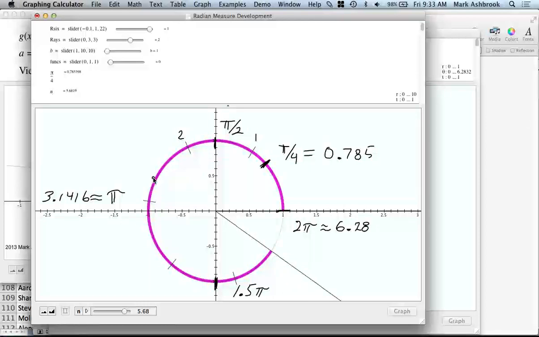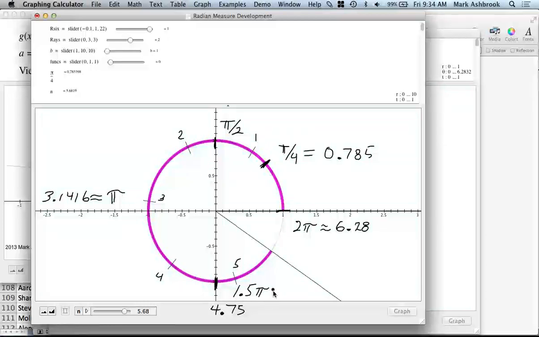Somebody else? Jack, what would you think? So here's 1, here's 2, here's 3, here's 4, and here's 5. So what would you estimate based on that? What would you estimate 1.5 pi to be? 4.75. Right? It's about 3/4 of the way from 4 to 5, so 4.75.